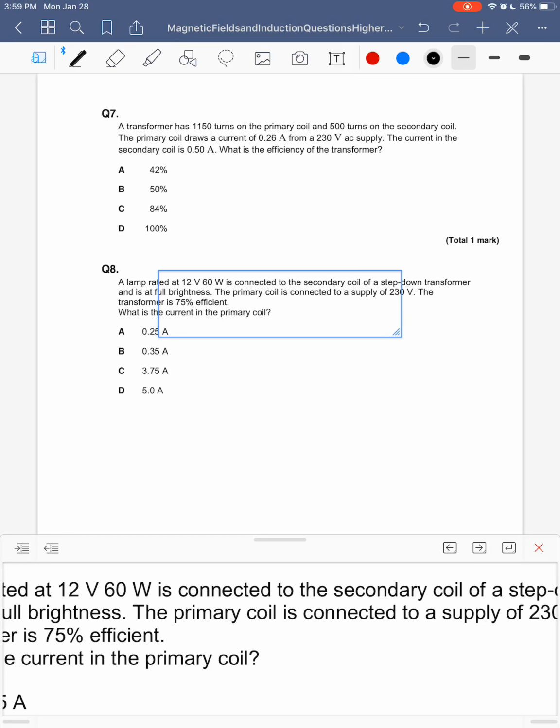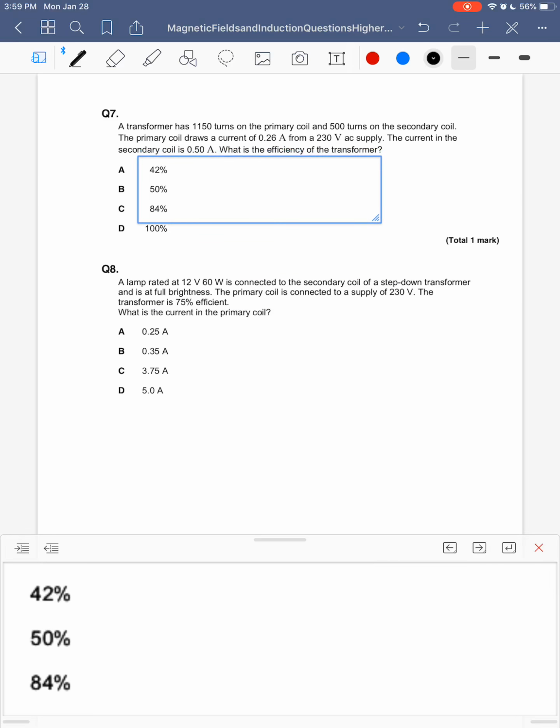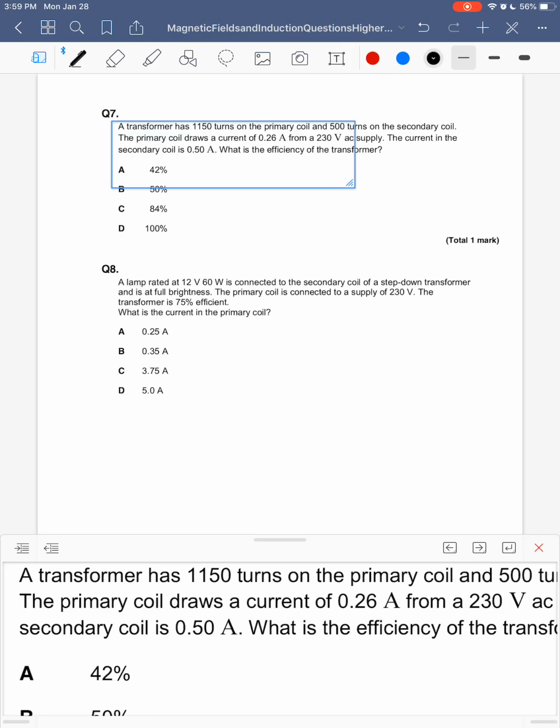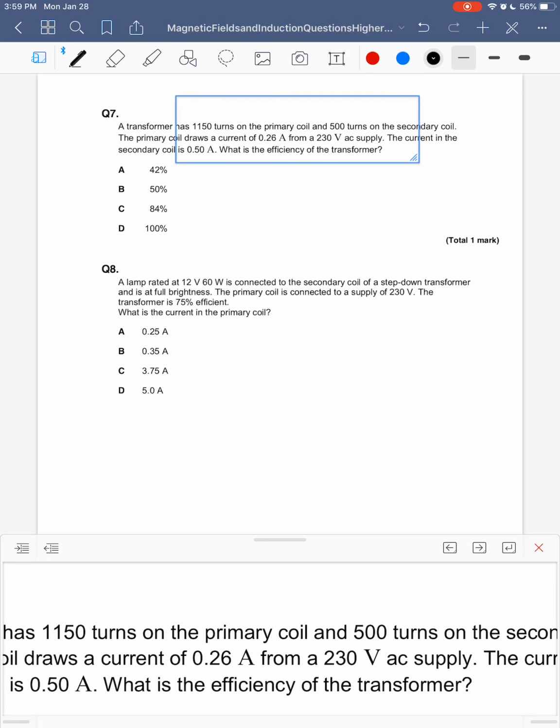Okay, and I'll do our multiple choice ones here in this video as well. So question 7, a transformer has 1,150 turns on the primary coil and 500 turns on the secondary coil. Primary coil draws a current of 0.26 amps from a 230 volt AC supply. The current on the secondary coil is 0.5 amps. What is the efficiency of the transformer?